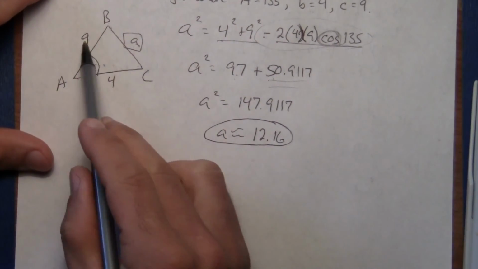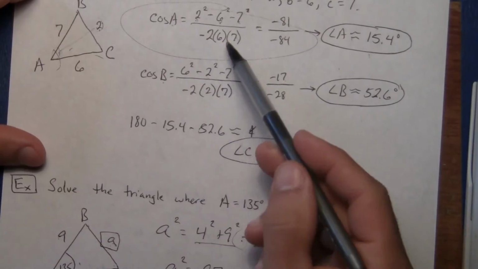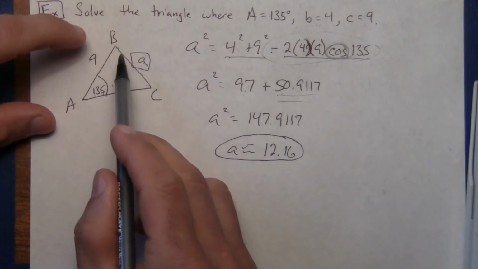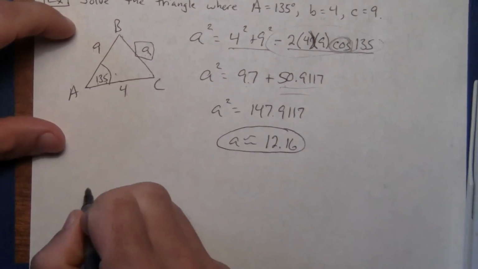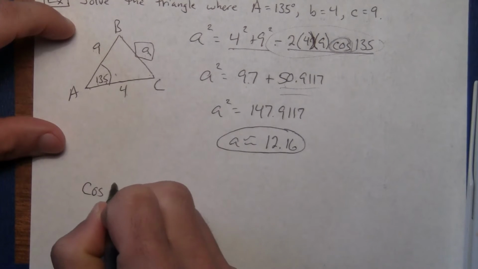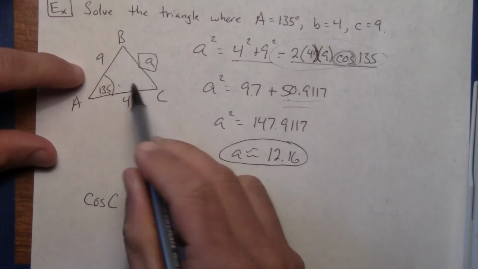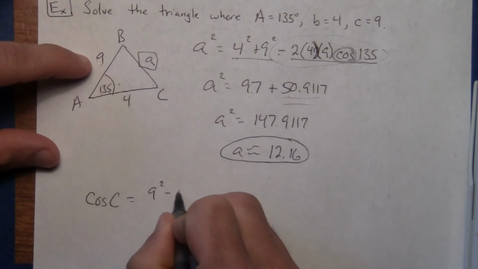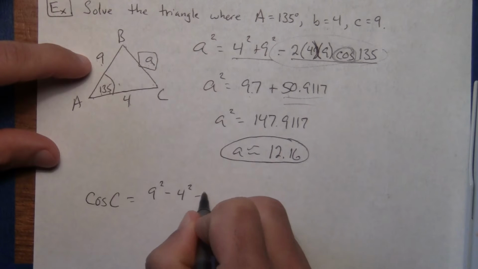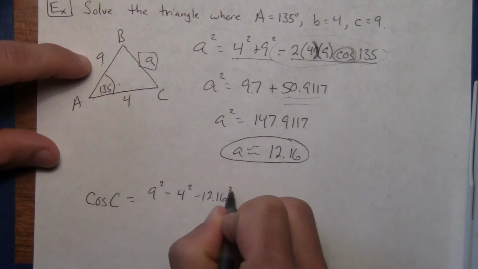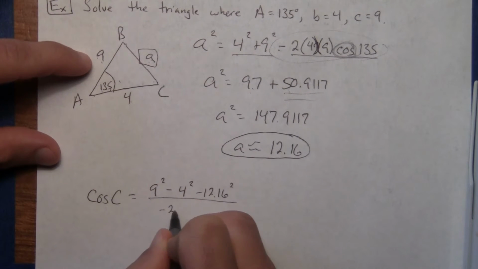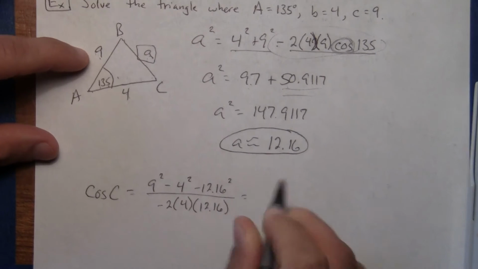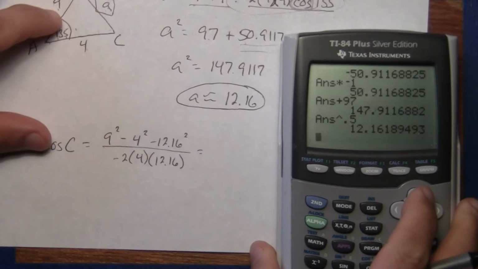So what I'm going to do now that I have all three sides is basically do what I did up here. So I obviously have angle A, don't need to worry about that one. Let's go ahead and find angle C. So the cosine of angle C is equal to, remember to start with side C first, 9 squared minus the other two sides squared, doesn't matter the order, so minus 14 squared minus 12.16 squared, divided by negative 2 times 4 times 12.16. And again, tell me what those decimals end up being.